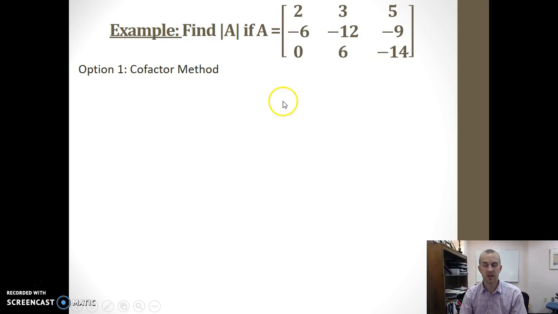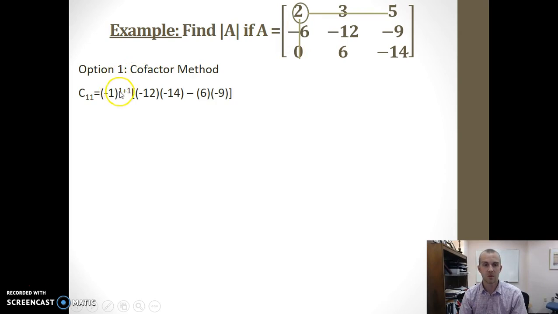So let's look at the cofactor method for this matrix A. I want to find its determinant. That's why I've got those vertical bars. So I'd first need to find, in this case, instead of doing the first row, I'm going to do the first column just to show you that it can be done. It doesn't matter which I use. So I'm going to start with element 1, 1. And so I'm going to find the cofactor in this location.